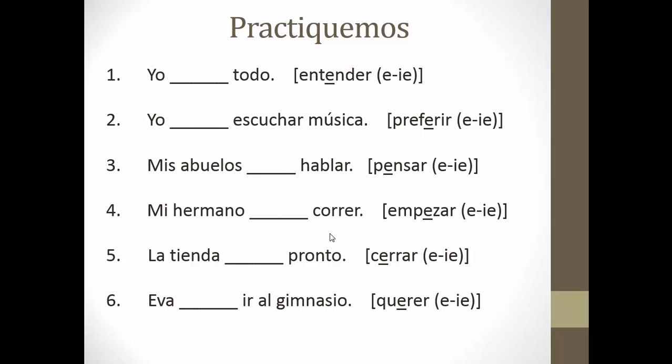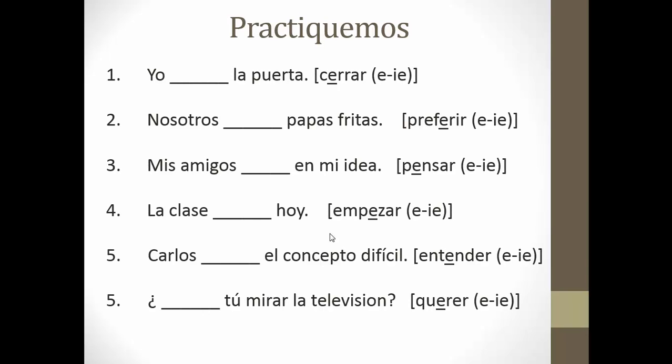Cinco, the store closes soon. We want to stem change the E, and we want to make sure that we match the ending as though la tienda is like saying she or ella. So la tienda cierra pronto. Número seis, we want to say Ava wants to go to the gym. We're going to stem change the E that is underlined and make sure the ending matches Ava for an ER verb. So Ava quiere ir al gimnasio.